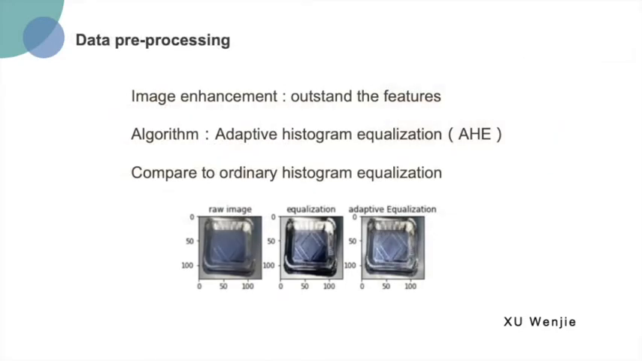After resizing the image, some image enhancement operations are used to make the features of the image stand out. We may consider the algorithm called adaptive histogram equalization. The picture shows the comparison of the ordinary histogram equalization and the adaptive histogram equalization. Unlike ordinary histogram equalization, AHE calculates the local histogram of an image and then redistributes the brightness to change the contrast of the image. Therefore, this algorithm is more suitable for improving the local contrast of images and obtaining more image details.